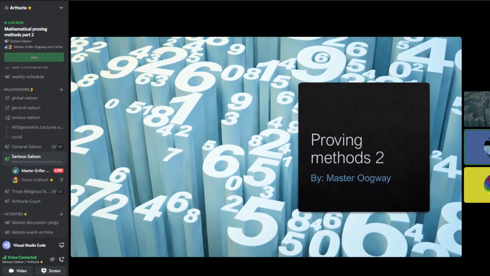mathematical induction as it is most famously stated, and we will leave strong mathematical induction.